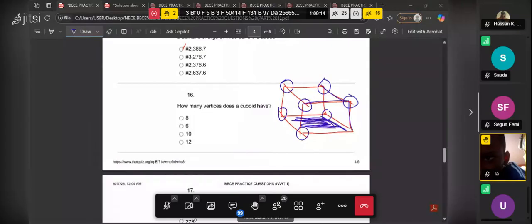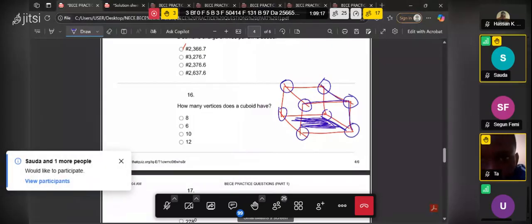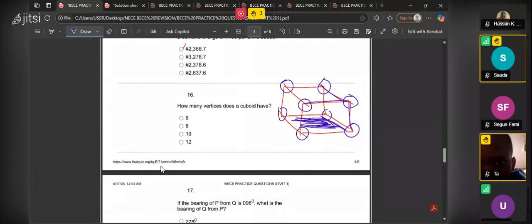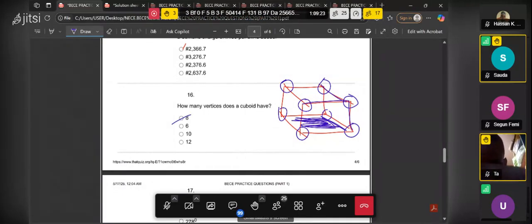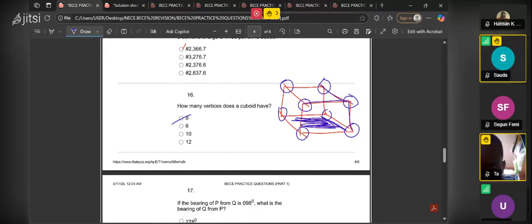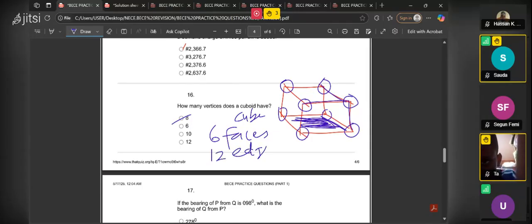So how many vertices do we have there? We have 1, 2, 3, 4, 5, 6, 7, 8. It has 8 vertices. So a cuboid has 8 vertices. A cube also has 8 vertices. Then a cuboid has 6 faces, 12 edges and 8 vertices. Both cube and cuboid have the same thing.